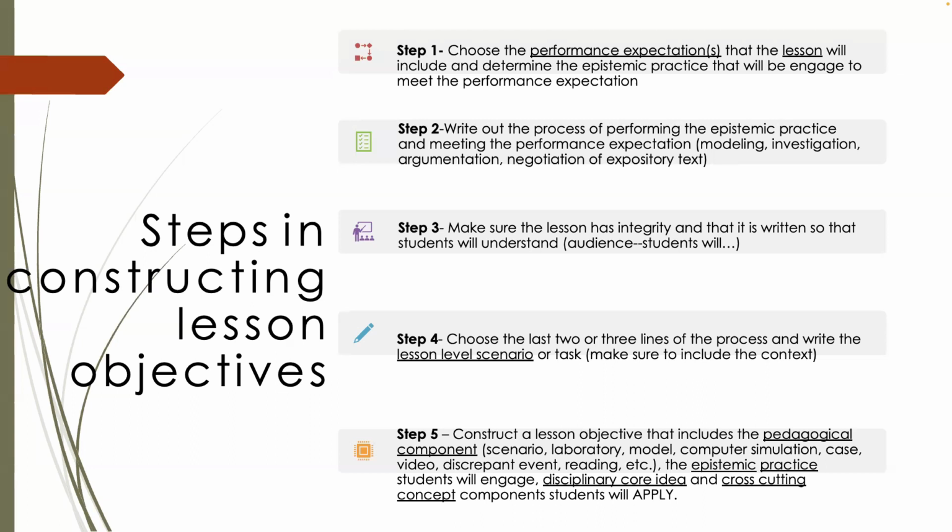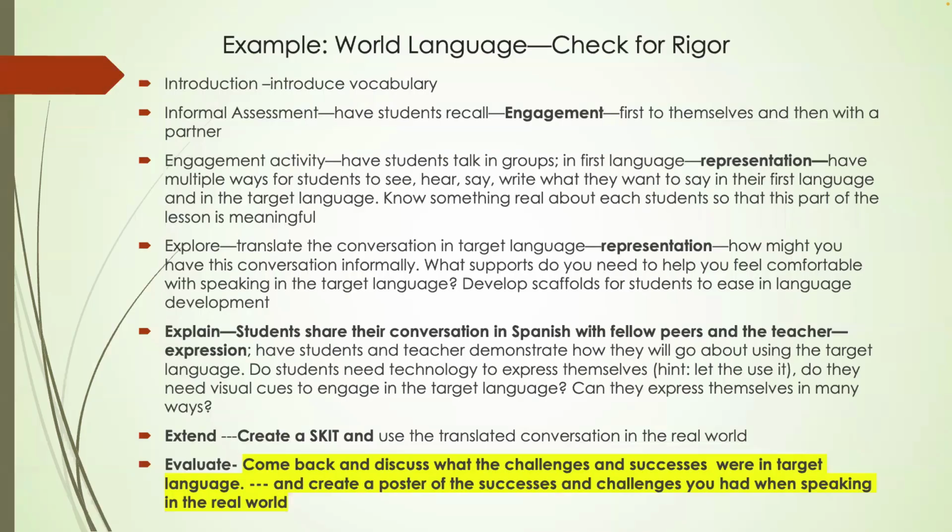Step five, we're going to construct a lesson objective that includes the pedagogical component, which is the scenario or laboratory that we're working on, or model that we're building, or computer simulation, case, video, described event, reading, the epistemic practice students will engage in, the disciplinary core idea, and the cross-cutting concept components students will apply. Now, how do we include all of this in our lesson plan, and how does this end up being a learning objective?